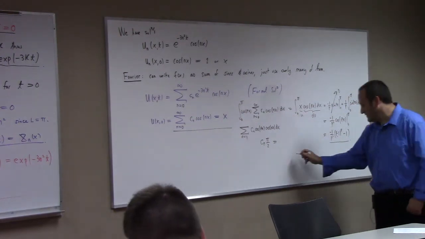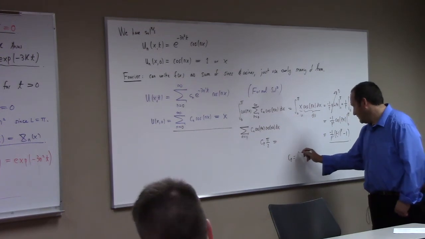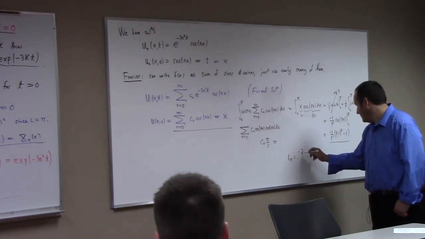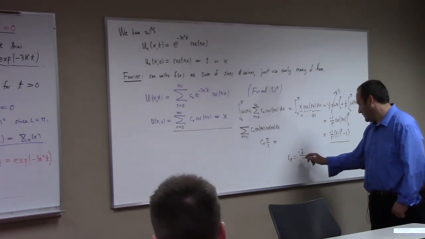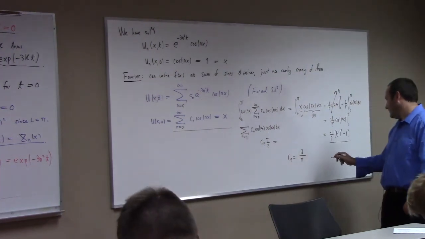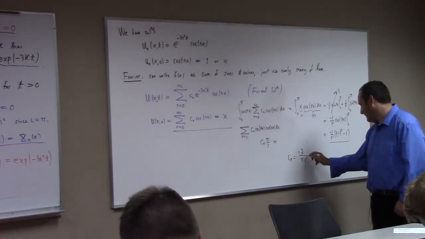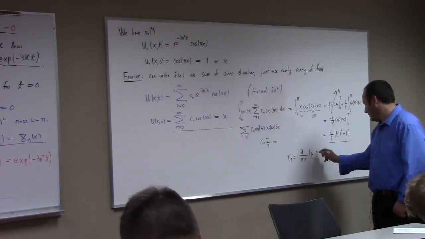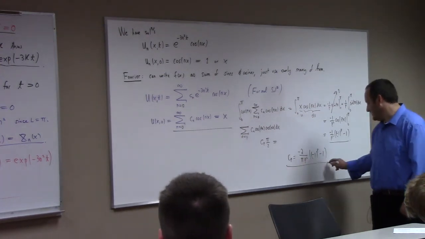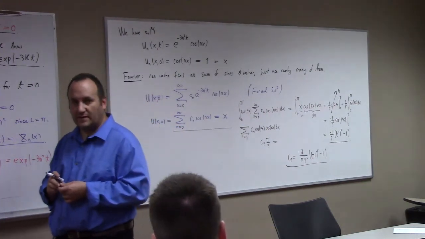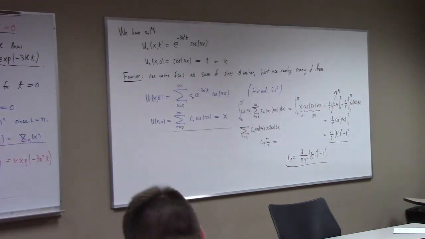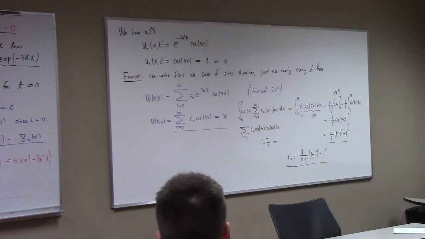So there you go. My Cp is actually minus 2 over pi p squared times minus 1 to the p minus 1. So you can take that, plug it back up in here, go back to my formal solution, plug it in there, and that is the solution built with infinitely many cosines. This is the so-called Fourier technique.